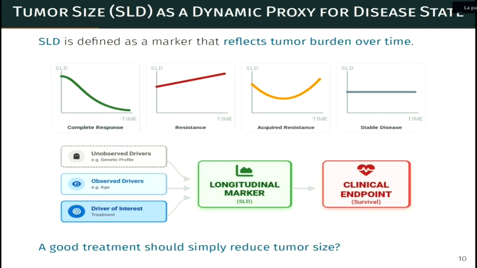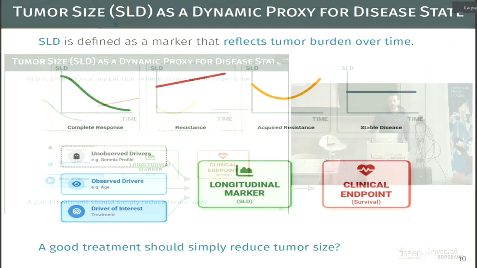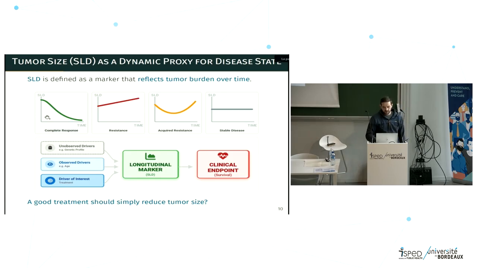Multiple drivers, of course, multifactorial. Some drivers are observed. For example, I mentioned the age. Maybe old people have bigger tumors, so that could explain some of the variability in tumor size. Some drivers are not observed, a specific genetic variant. One variant could be associated to a good response to treatment, and another variant could be associated to the absence of response. But we might not measure it. It's unobserved, so we don't know. Maybe that's the true reason why we do observe different trajectories.